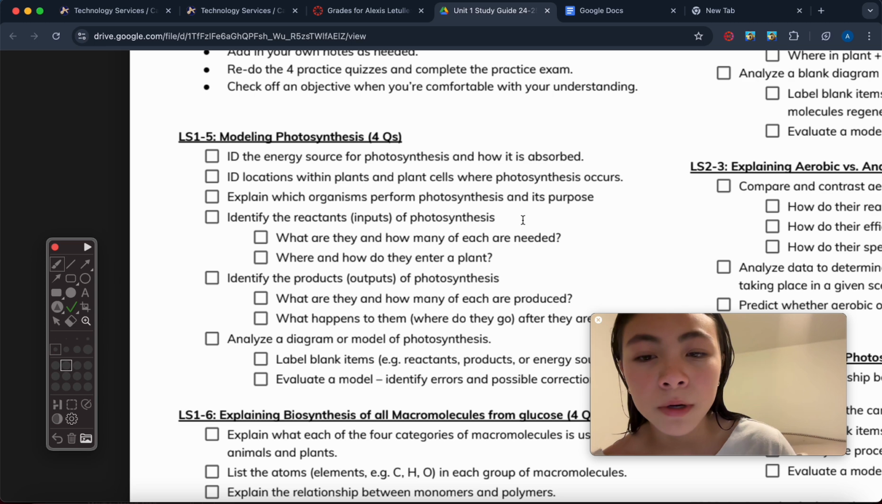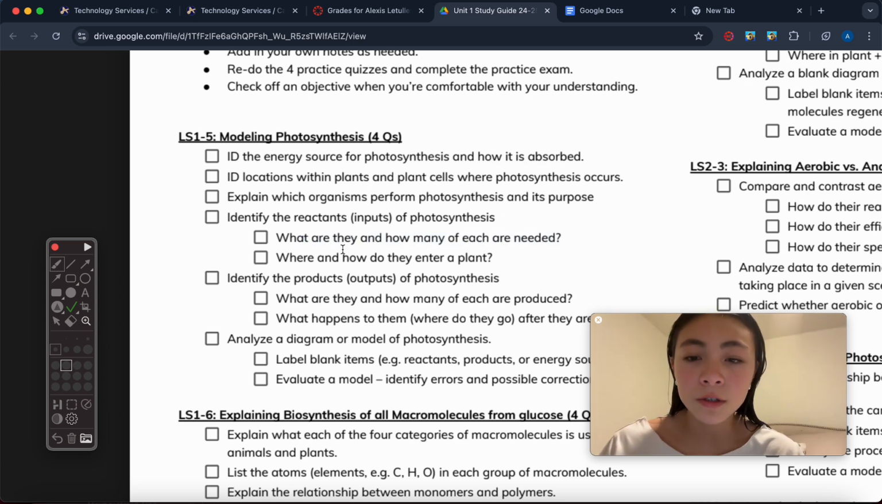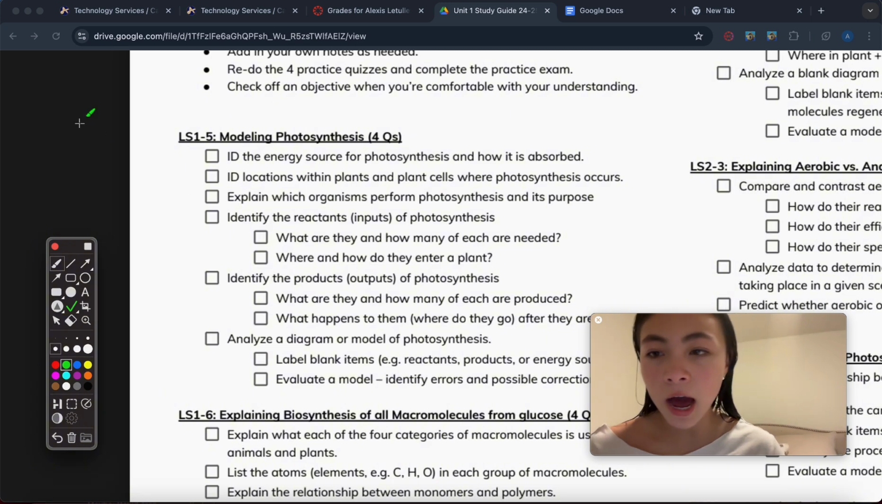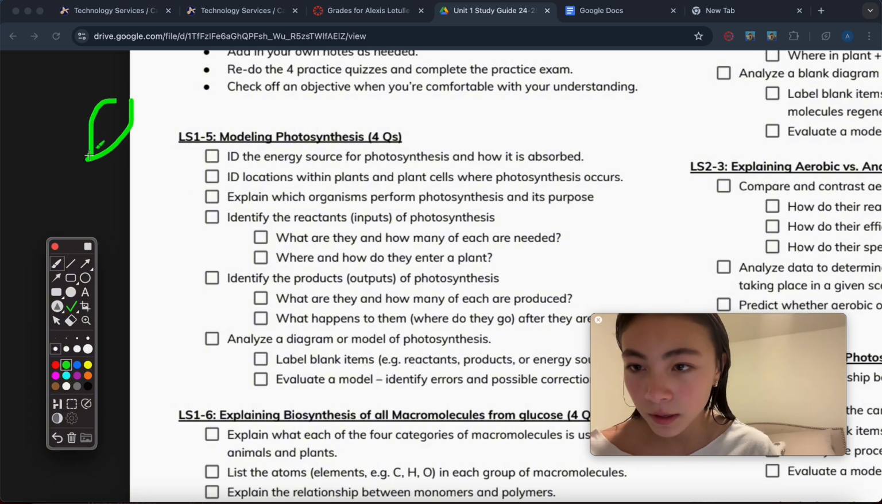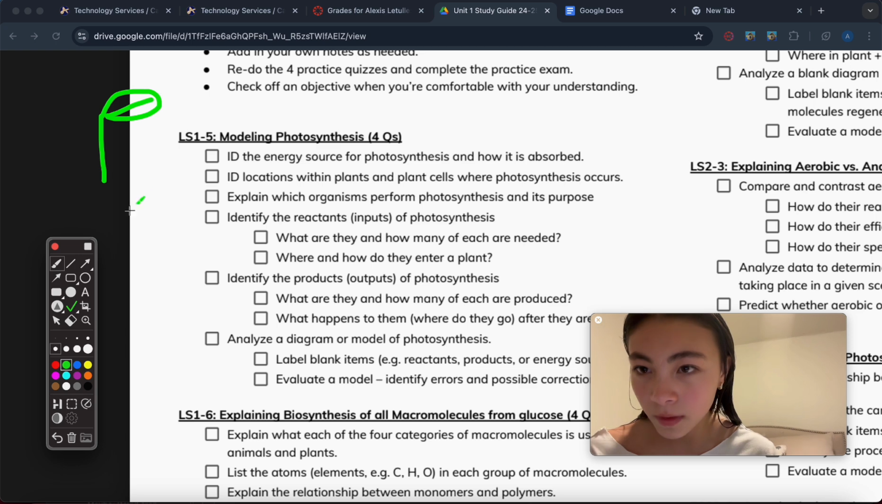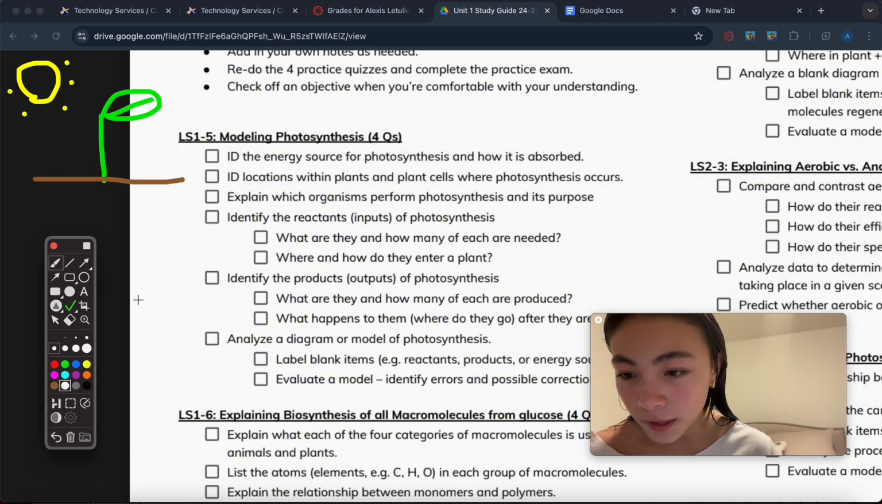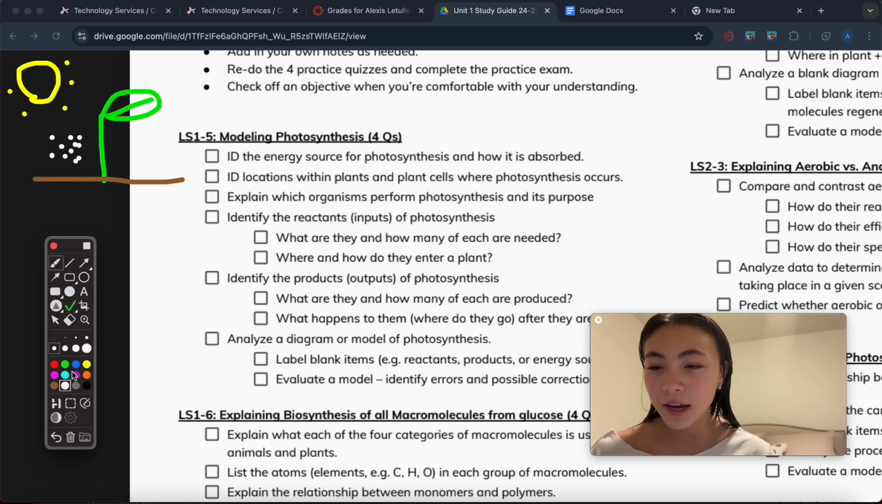Identify the different reactants, inputs to photosynthesis. What are they and how many of each are needed? Where and how do they enter the plant? Okay, so imagine we have our little plant here, and then we have the sunlight. I'll do yellow. We have the sunlight coming down, and then we have here the soil, and then we have carbon in the atmosphere. This is carbon, guys. And then we have water in the soil.